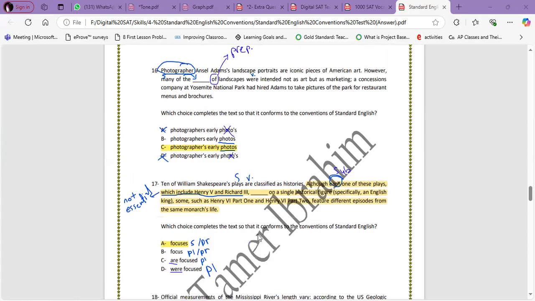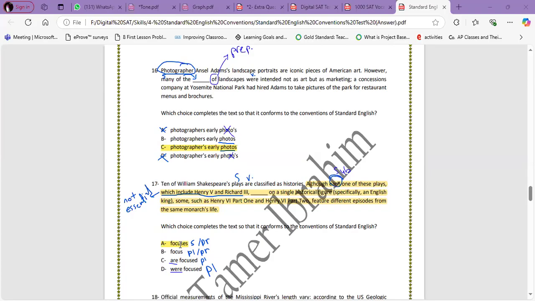Number 17. Focuses, singular. Focus, plural. Take care. The verb that ends with S or ES is singular. Focus, plural. Are, plural. Where, plural. The odd one out here. But I want to be sure that my answer is right.